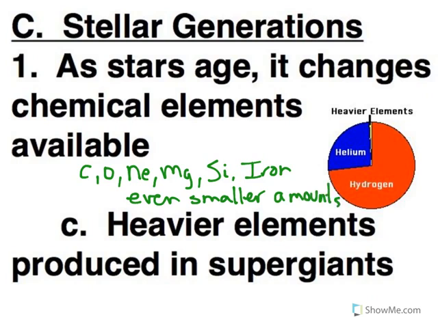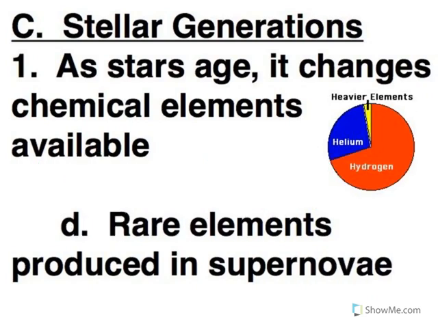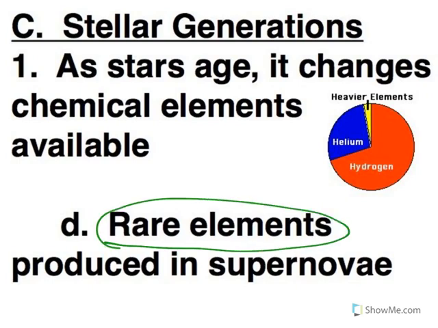So, carbon and oxygen, hydrogen and helium, those are going to be more common. The things beyond carbon and oxygen are going to be even more rare. And then, of course, the rarest of elements, everything else, is going to be produced in a supernova. So these are going to be incredibly rare.